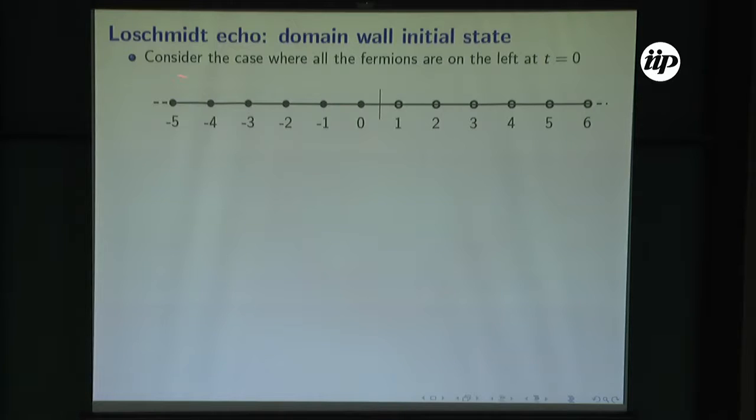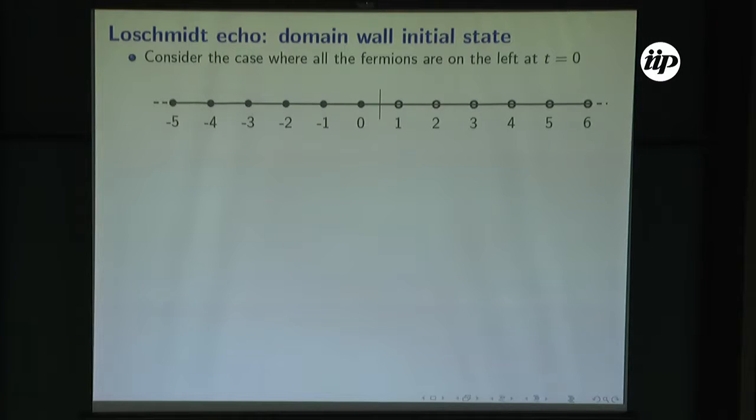Okay, now let me go to another point, which is the way in which the real-time problem is mapped to the stat-mech problem that will lead us to the arctic curves. Okay, so let me start now with a special initial state. The special initial state I want to call the domain wall initial state. So it's a state in which all the fermions are on the left. So the occupation number of particles is 1 on the left and 0 on the right.